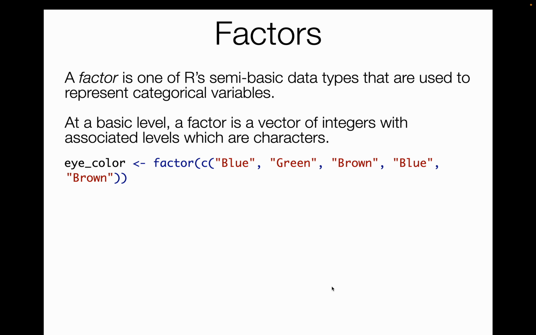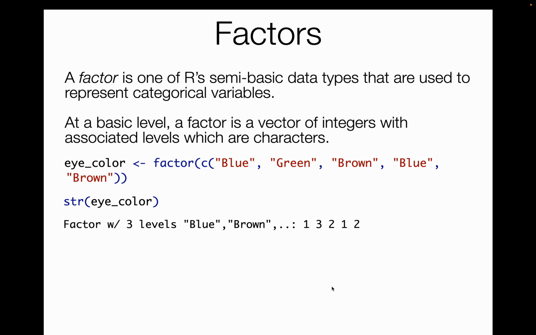So, for instance, here I have eye colors, and I make it a factor, and you can do so with the factor function. Although we aren't going to do that, we're going to use stuff from forcats, which is a little fancier. But this is just a basic thing. I'm making a simple factor called eye color, and it has blue, green, brown, blue, brown. When I look at the structure of eye color, you see that it's a factor with 3 levels. So it identified 3 levels: blue, green, and brown, just from what I wrote.